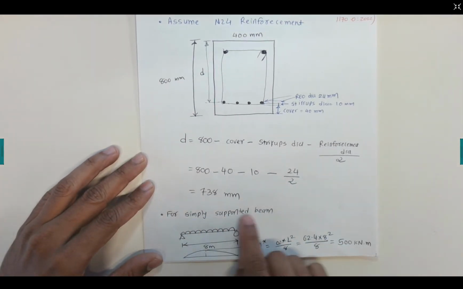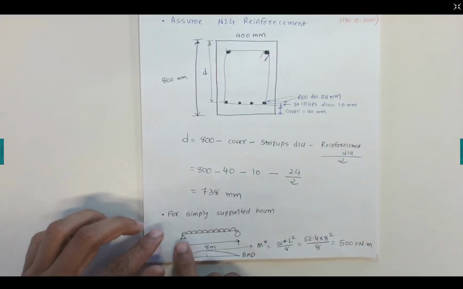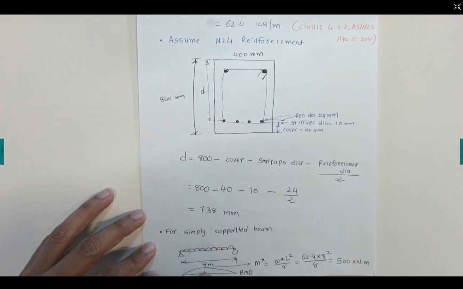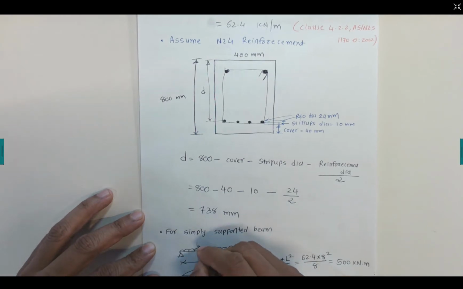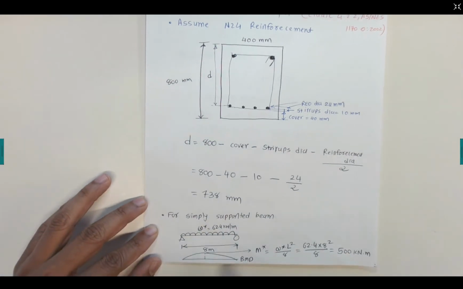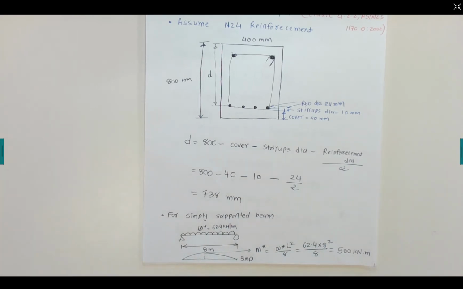Now for the simply supported beam, as given in the question, we can draw the diagrams, and it has a loading of 62.4 kilonewton per meter. That is, let's say, W star 62.4 kilonewton per meter. And if I draw the bending moment diagram, it has this parabola, and the length is 8 meters. So if I like to calculate the design moment here, M star is WL squared over 8. It's just a structural analysis. 62.4 substituted times 8 squared over 8 gives us 500 kilonewton meter.